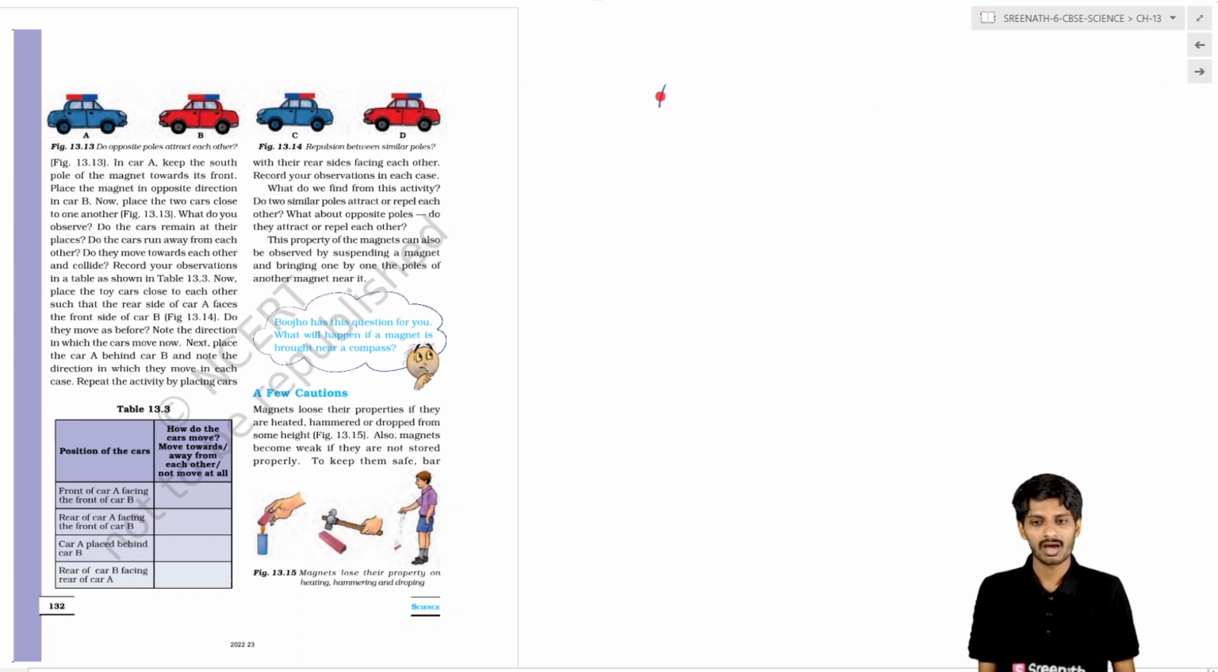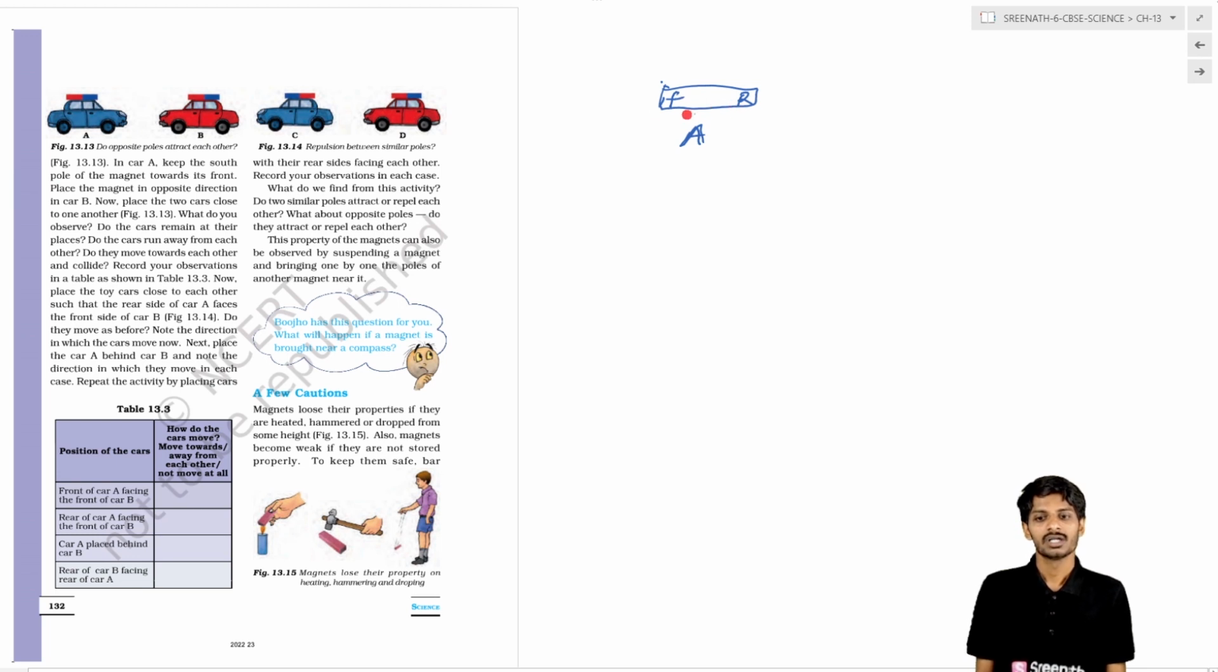Take a car, like this. This is car A. What happens in car A? Keep the south pole of the magnet towards its front. Suppose this is car A, this is the front side, and this is the rear side, the back side.